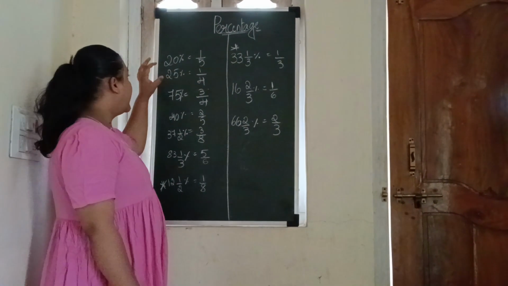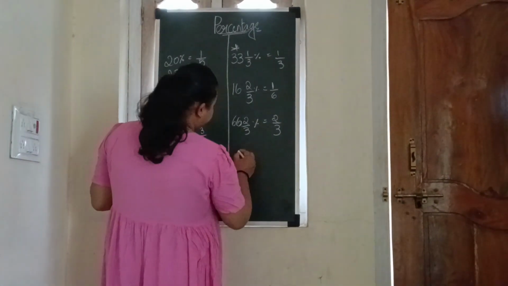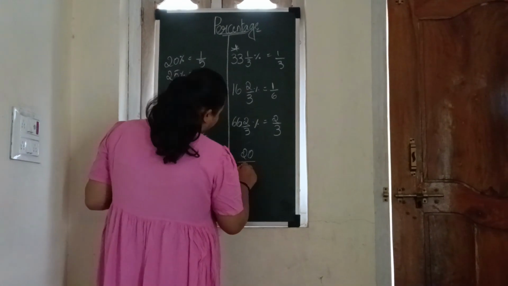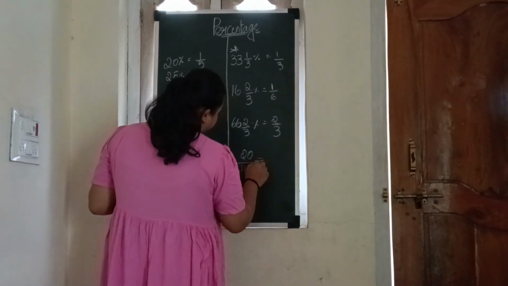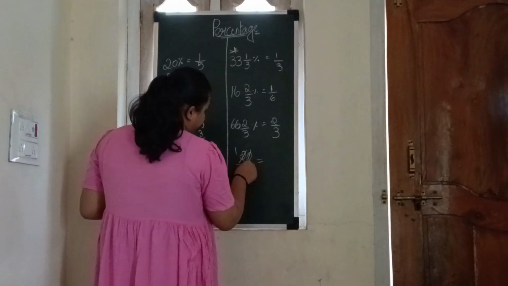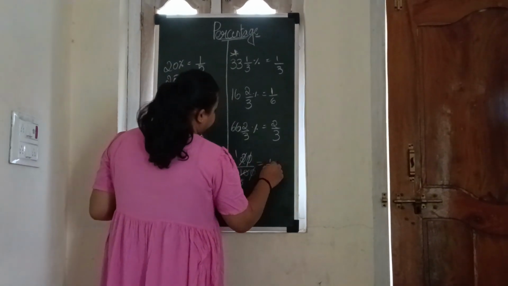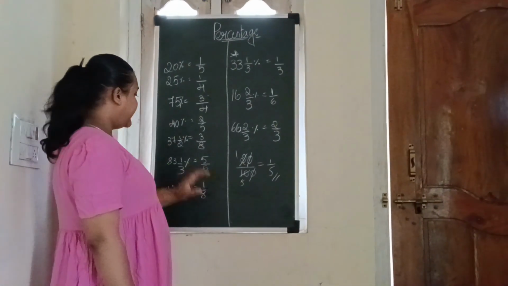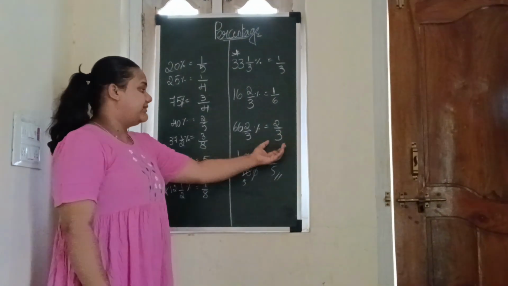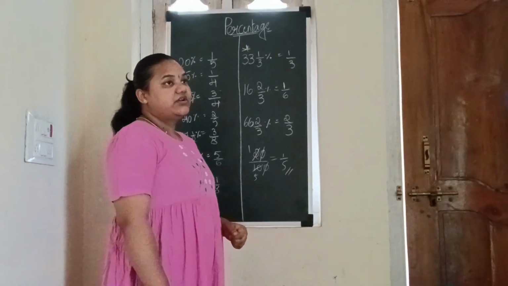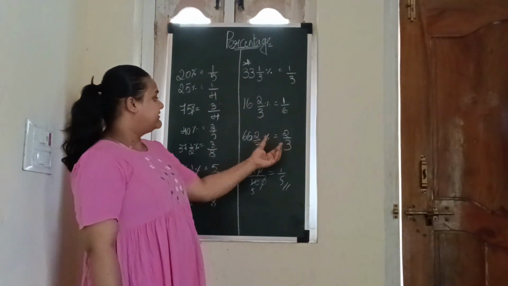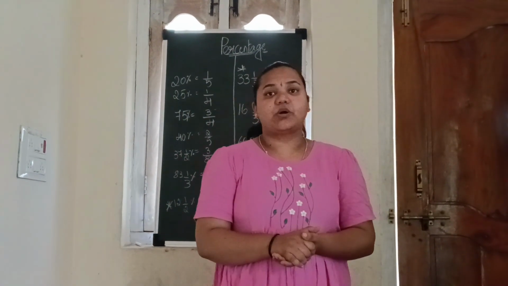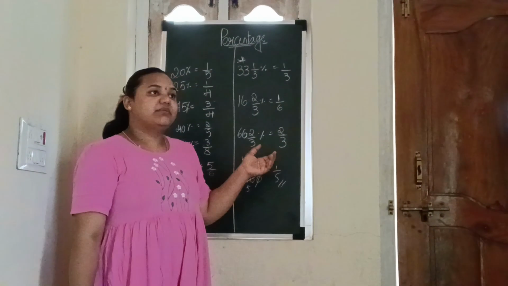So let me show how it comes. If I solve the first one, 20% means 20 out of 100. The zeros get cancelled. 2 ones are 2, 2 fives are 10. So 1 by 5. We got the same answer. In the same procedure, if we solve all of these, we get the same fraction values. Next, we'll see the problems, how we have to solve them and how this is applicable in problems.